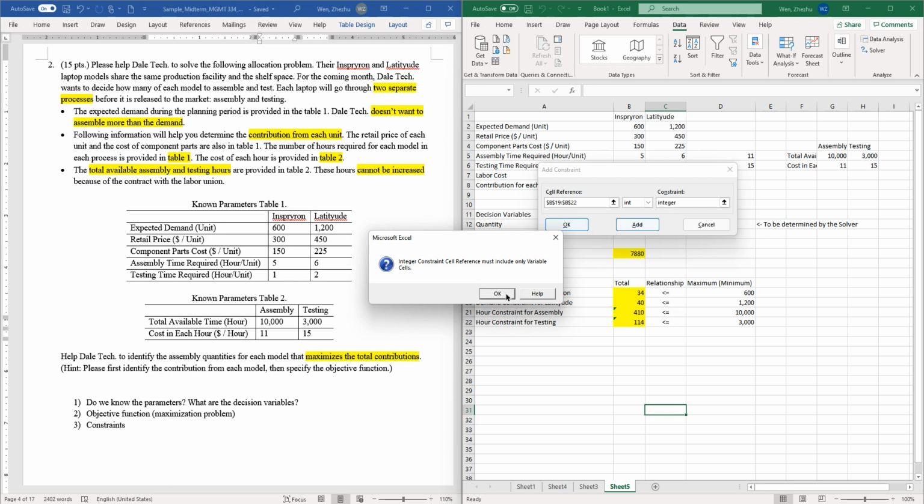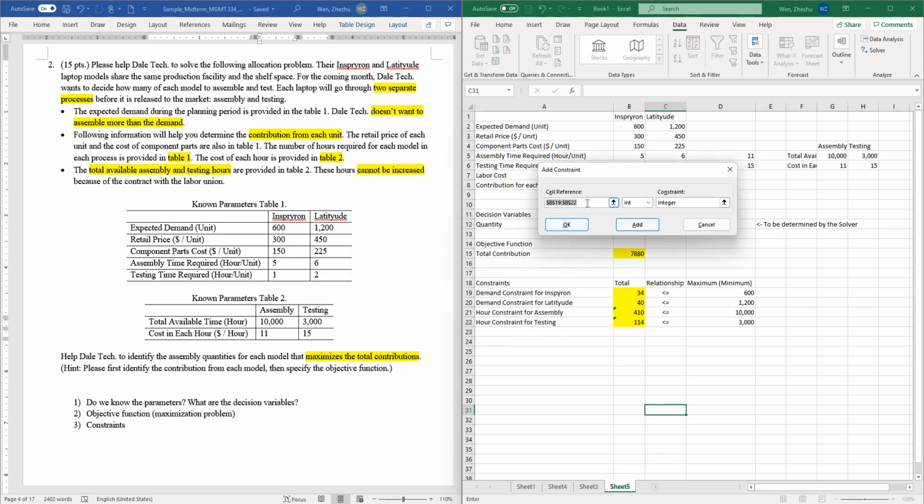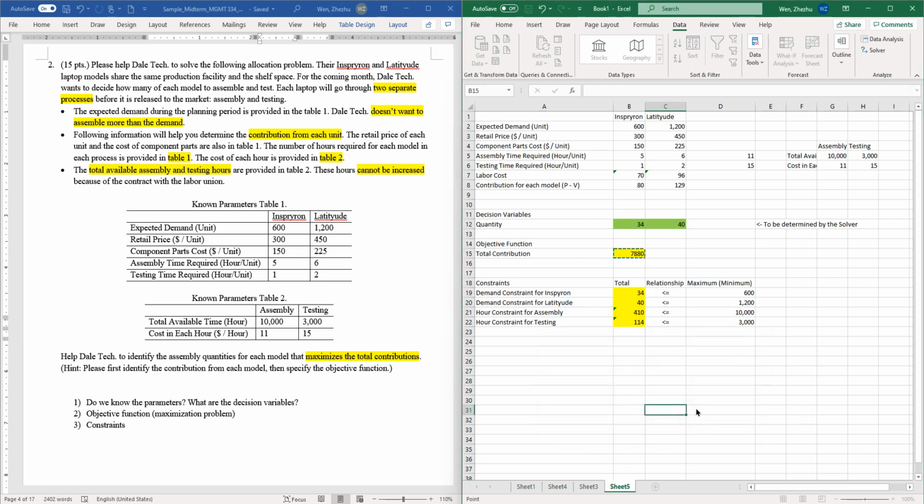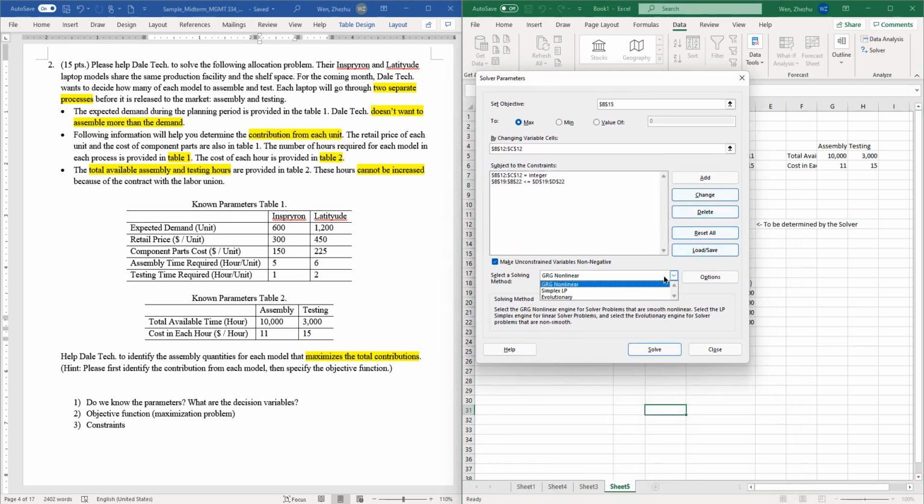Integer constraint cells must include only variable cells. Okay, that's good. I think I know what's wrong here. Your quantity should be integer, right? If you think about the quantity we're trying to determine, that should be the integer. Because all the hours are also integer, this is also likely to be integer, but this is actually calculated cells. So it makes sense that we exclude it from the specification. And click OK. And go with Simplex LP. Click solve.